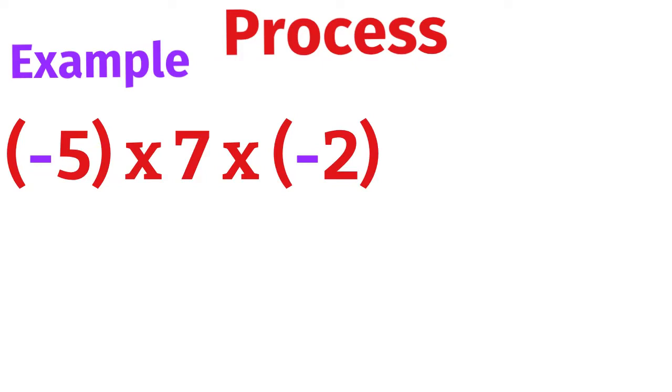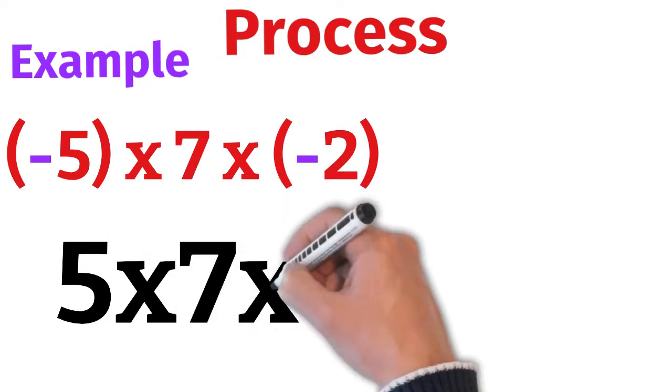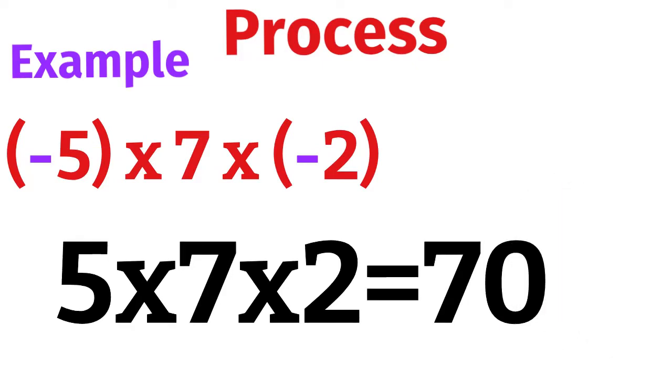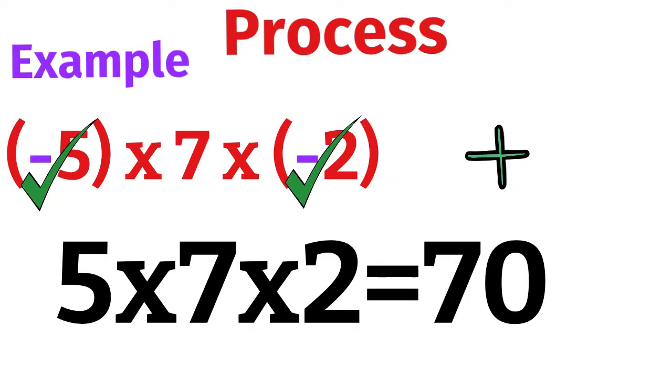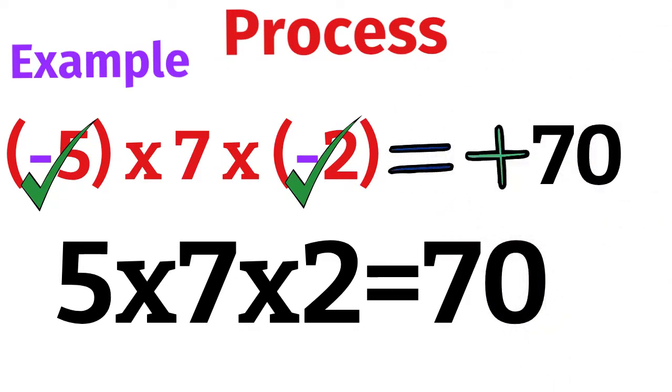In step 1, we will multiply -5, 7 and -2 without sign, that is, as whole numbers 5, 7 and 2. Now 5 into 7 into 2 equal to 70. As negative integers are there and they are 2, that is even in number, the product will be positive. Thus, -5 into 7 into -2 equal to +70 or simply 70.